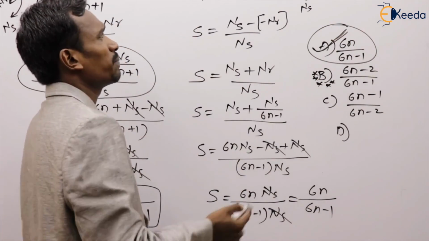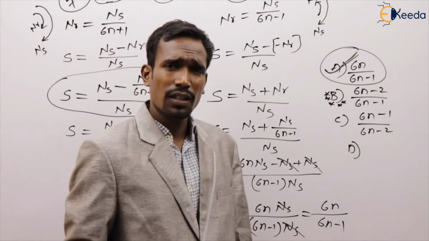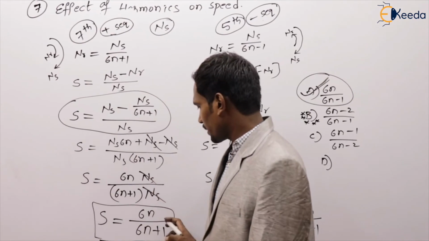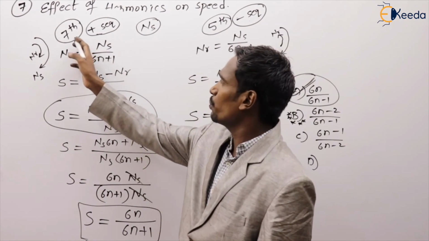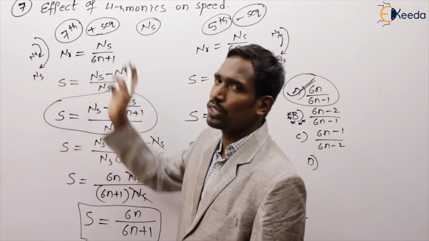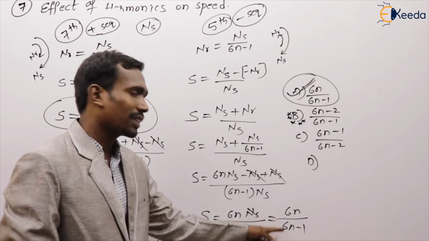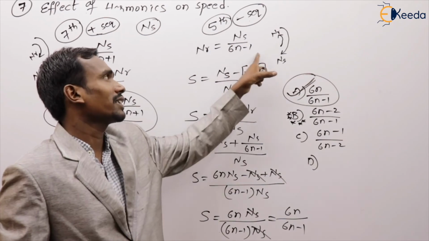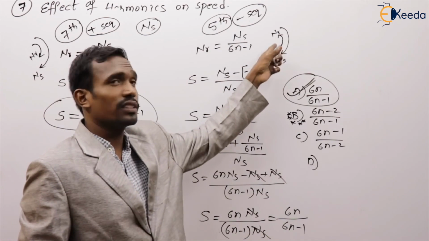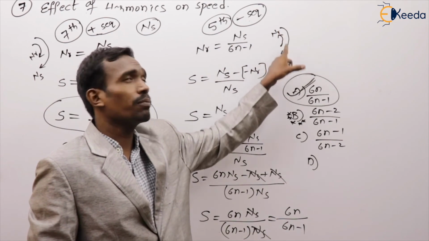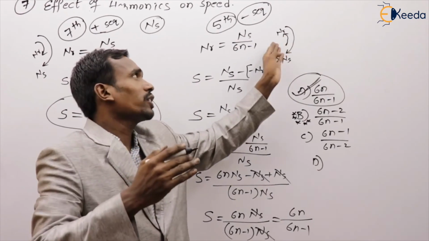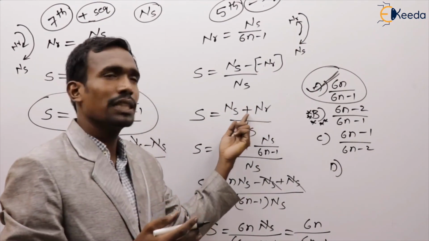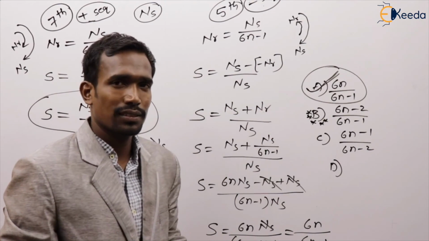So this is simply the slip calculation, the effect of harmonics in the slip calculations. 6n by 6n plus 1 for the 7th group, or 6n plus 1, are positive sequence, and 6n by 6n minus 1 for the 5th group, or 6n minus 1, are negative sequence. Don't forget this. Negative sequence is nothing but opposite direction, and opposite direction is nothing but plus. Minus of minus is plus. Right?